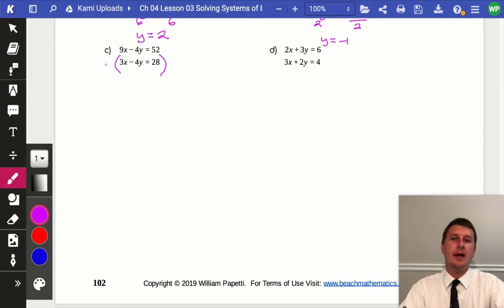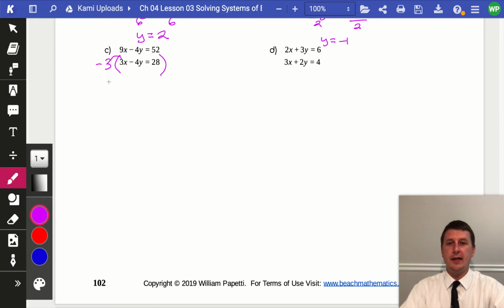Because whether I multiply by negative 3, which will cancel out my x variables, or by negative 1, which will make this a positive 4y and cancel out my y variables, either way is a good start. It doesn't matter whether you solve for your x or your y variable first, as long as you solve for both of them by the end of your problem. So I'm going to multiply by negative 3.